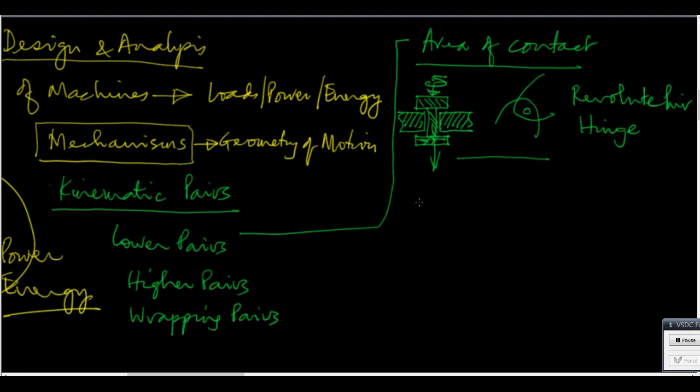A prismatic pair is one where, let us say, let me draw a 3D version first. So here is, let us imagine that it is a square cross section. So this is like a square stick which is going into a square hole inside another bigger body.